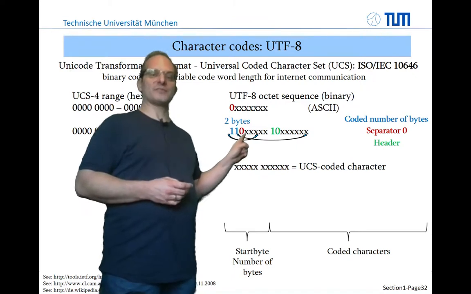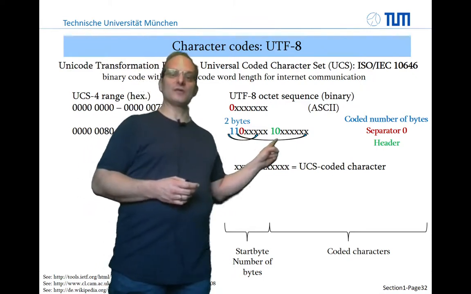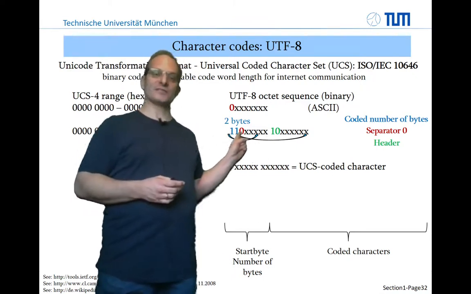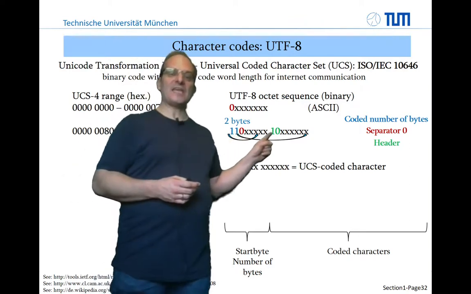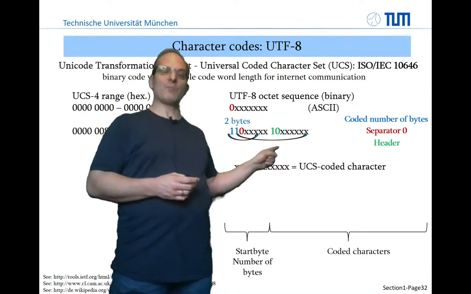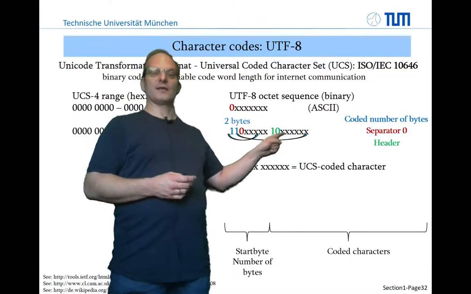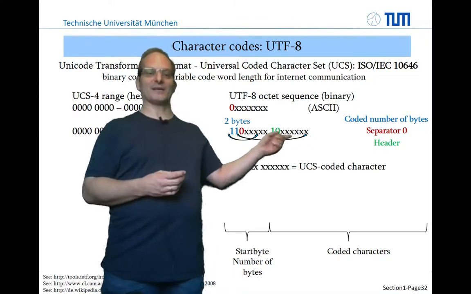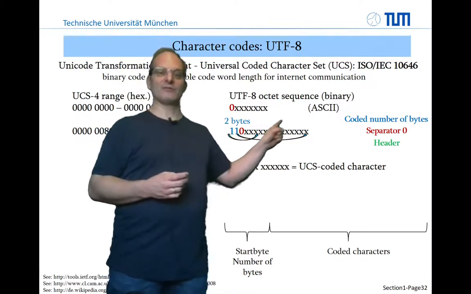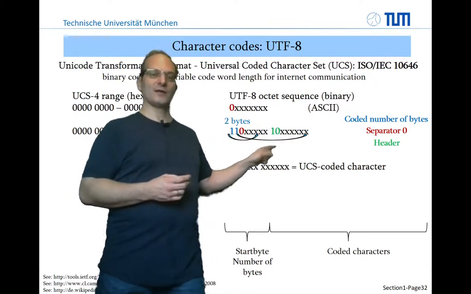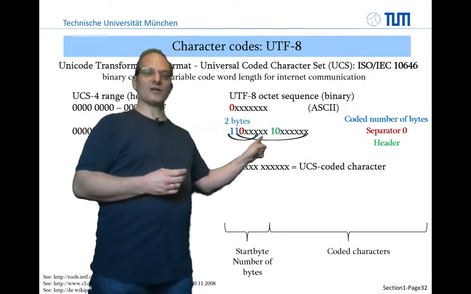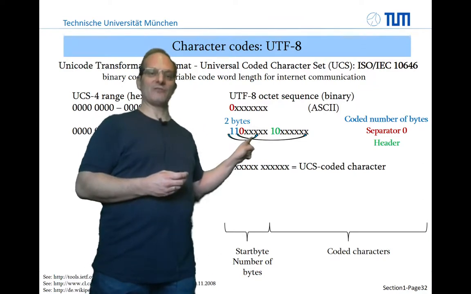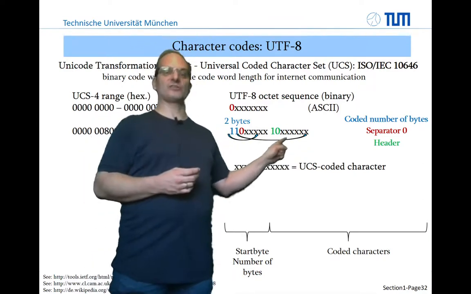0 always represents that a new information part starts. And each trailing byte which belongs to this also starts with 1, 0. So you have this piggyback setup. You have a truck with a trailer. The truck can carry some information, and the trailer can carry some information.